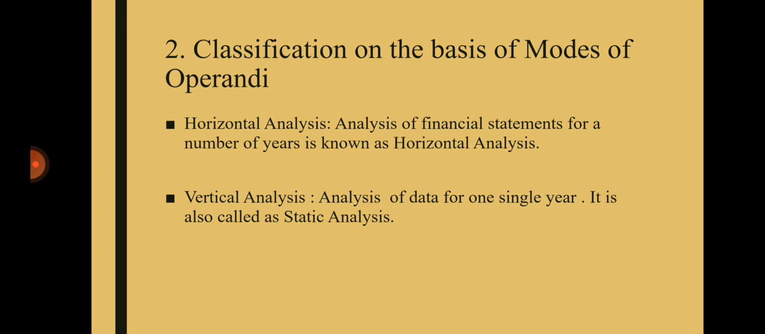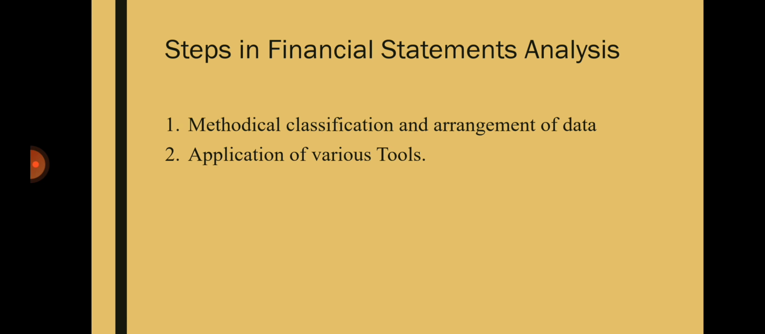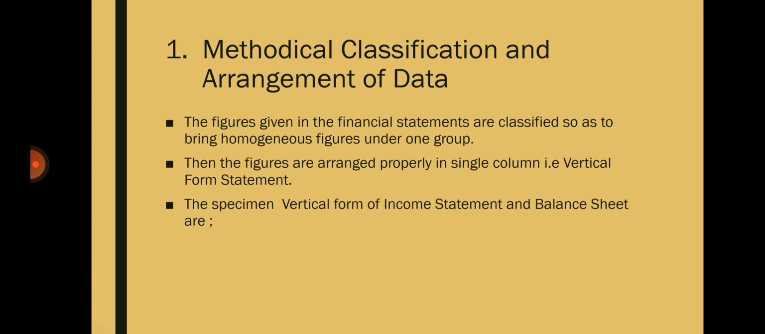Now let us understand the steps in financial analysis. First one is methodical classification and arrangement of data. In this step, the figures given in the financial statements are classified so as to bring homogeneous figures under one group, and then the figures are arranged properly in a single column, that is in vertical form statement.